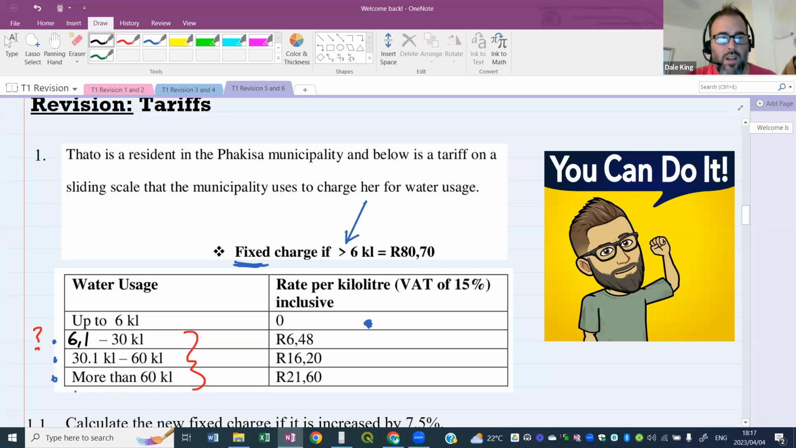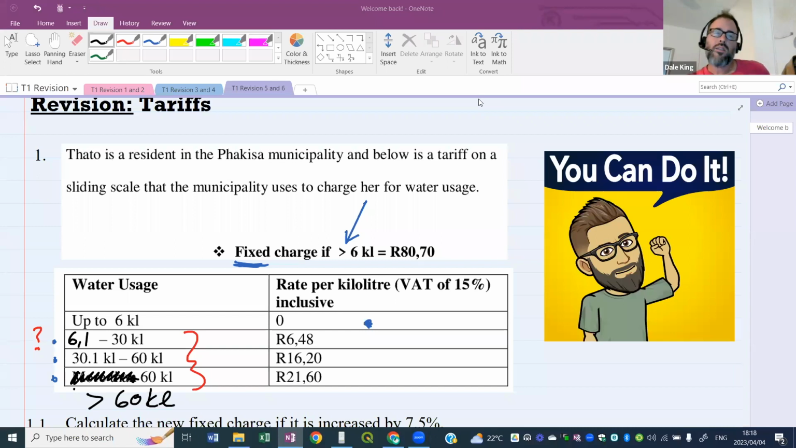And then in the last bracket, this is very interesting. They don't even write 60,1 here. They write the words more than, or greater than. In fact, we could have put a symbol there. Instead of saying more than 60 kiloliters, we could have put a symbol there to say greater than 60 kiloliters. So sometimes these tariff tables actually have those symbols in. These are called inequality symbols. More than, less than, greater than.